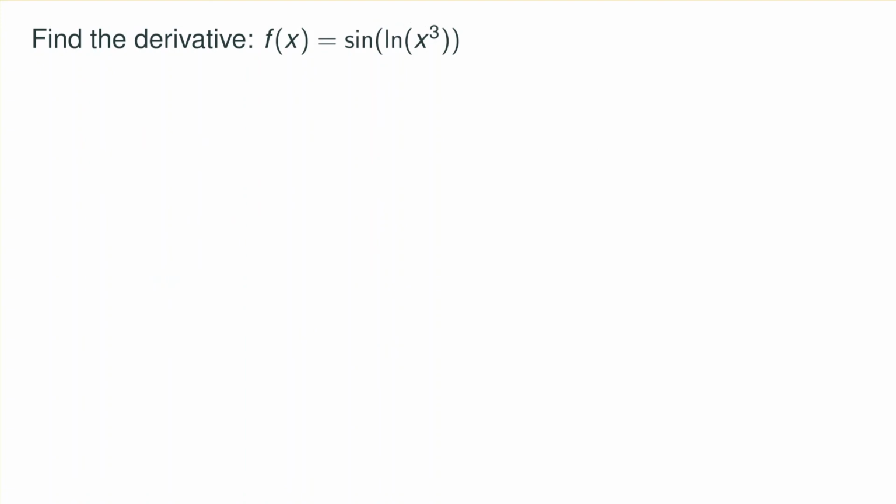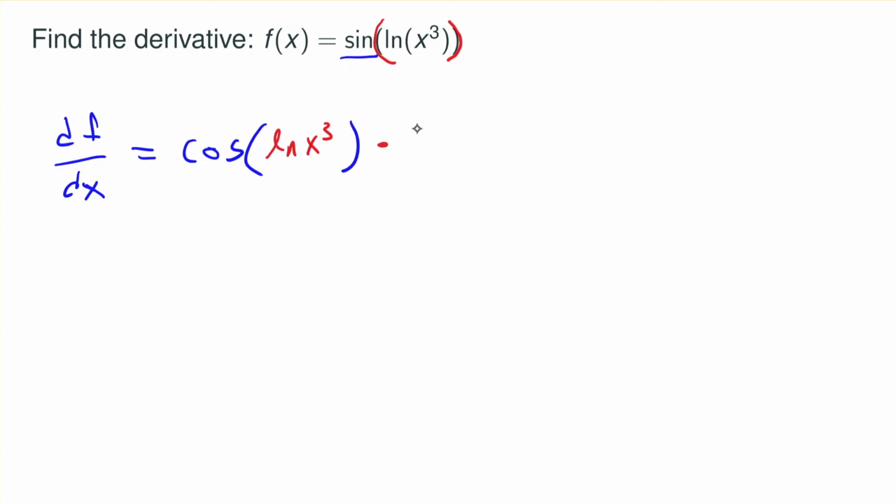Find the derivative of sine of ln of x to the third power. So here, we have a composite function in a composite function. So we have to apply chain rule twice. But it's important to follow the correct order. First, we have to see that this entire thing, ln of x cubed, is the argument for sine. So when we take the derivative, we have to treat sine as the outside function first. So the derivative of sine is cosine, and keep the same argument, ln of x to the third power.